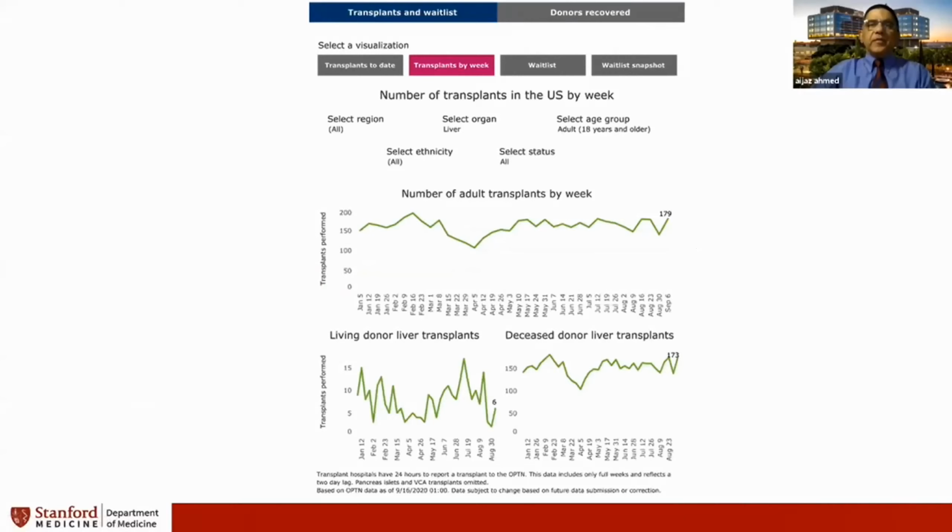And if you look at the bottom, living donor liver transplantation and diseased donor liver transplantation, diseased donor being the majority of liver transplants that we do in the United States, plummeting here in the living donation, and again, decline and then recover in diseased donor liver transplantation across the United States. Now, how did we recover so quickly?